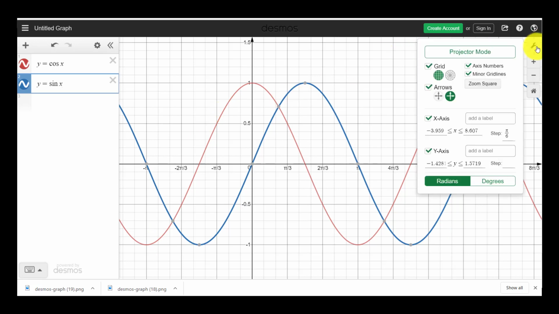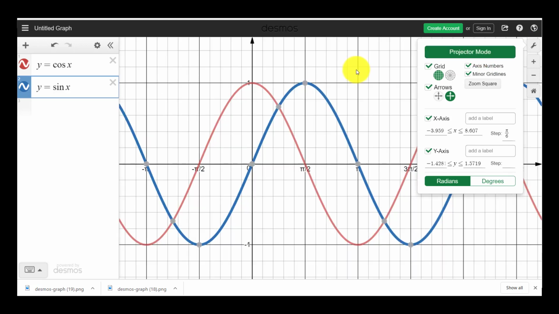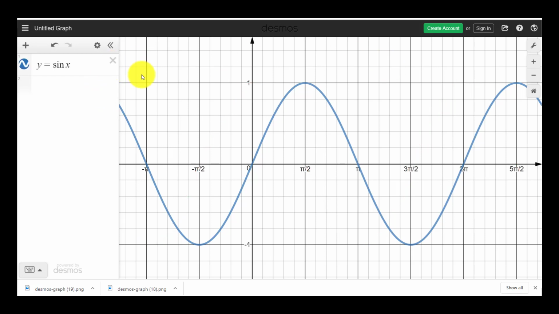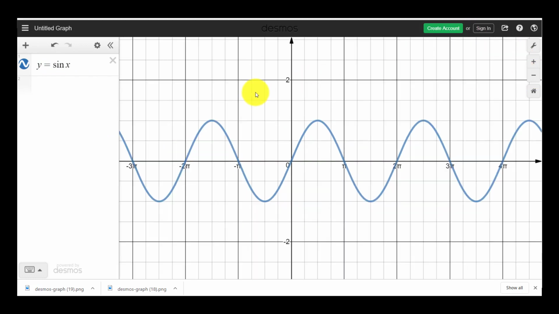The other thing I can do is set it up as projector mode, so it makes it a bit thicker, which might be a bit nicer. Now I'm going to get rid of cosine. Let's just deal with sine, and I'm going to explore how we can change certain things about sine. To do this, I'm going to have to start by zooming in a little bit. So I've now got it from -3 to 3, and the x scales also come in. And I'm going to have a look at how certain things change my graph.